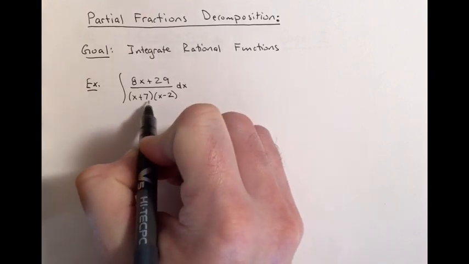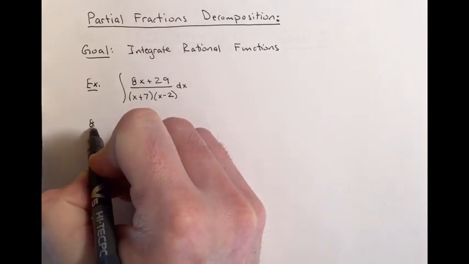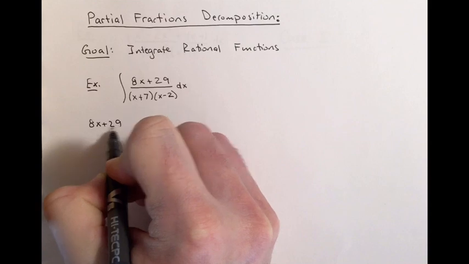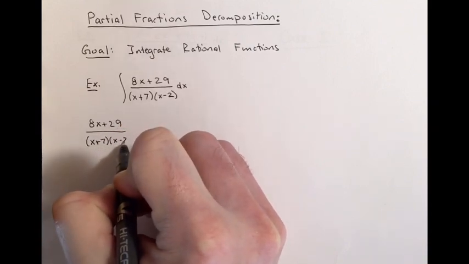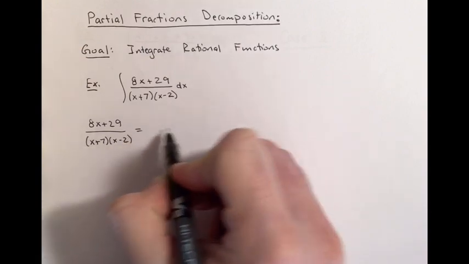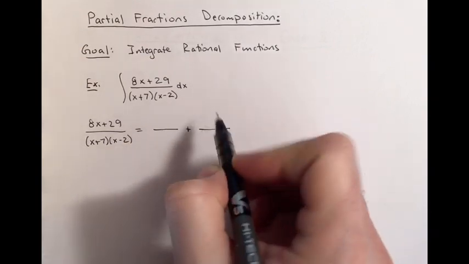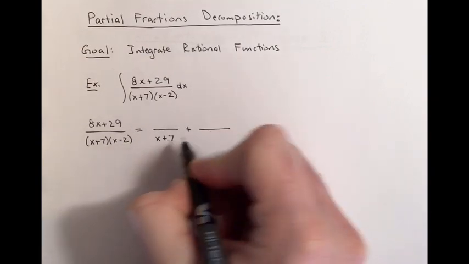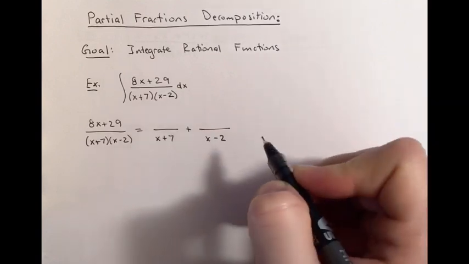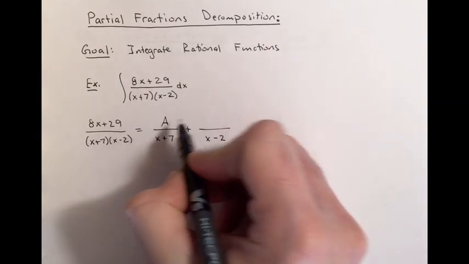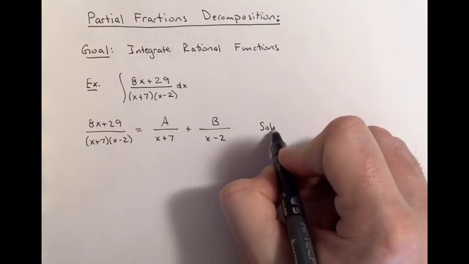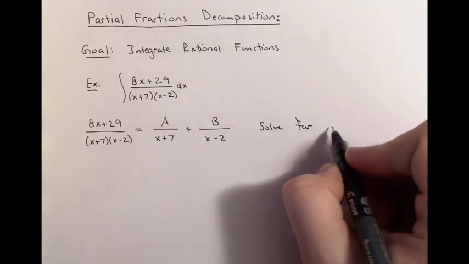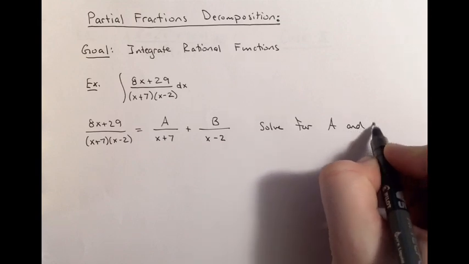So we know we have these 2 terms in the denominator, and let's now forget about the integral. We'll come back and deal with that afterwards. We're going to get 2 different fractions: 1 divided by x plus 7, 1 divided by x minus 2, and here we'll have an a, here we'll have a b. So the idea now is we want to learn how to solve for a and b.